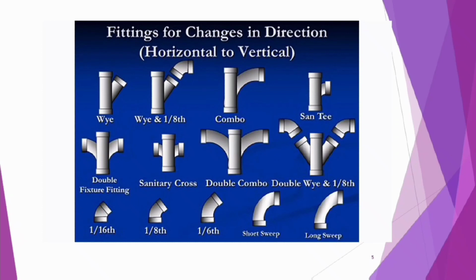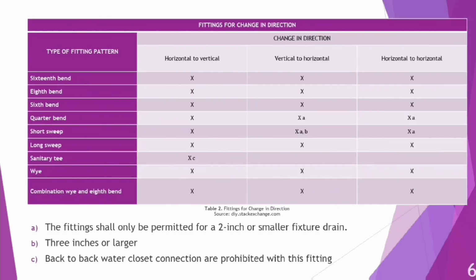And before that, let me just show you the fittings for changes in direction. We have the Y and 8 bend combination or combo, sanitary or santi, double fixtures fitting, sanitary cross, double combination or double combo, double Y and 8 bend, 16th bend, 8 bend, 6th bend, short sweep, and long sweep. And this is the table for the fittings for change in direction.